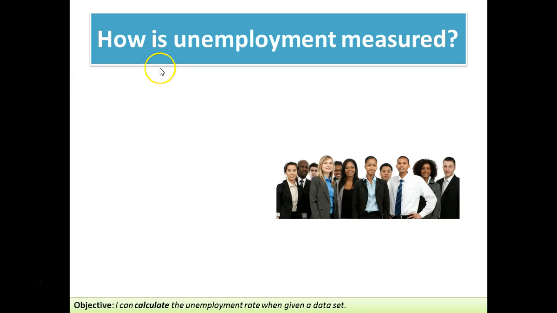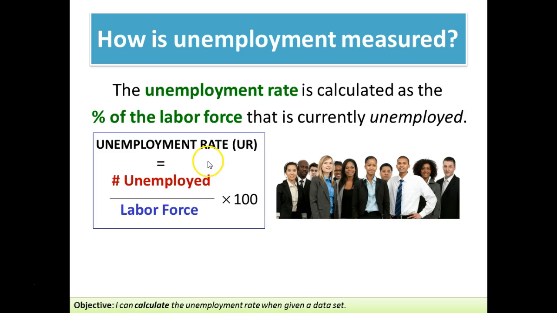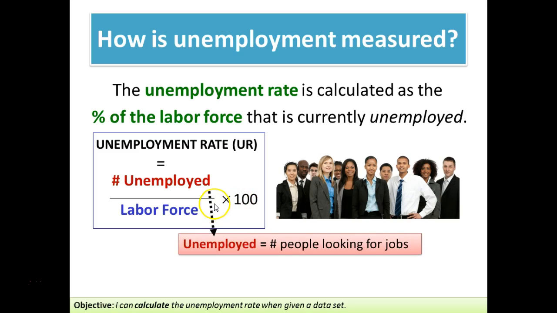So moving on then, how do we measure unemployment? Well, we want to find the percent of the labor force that is unemployed, that's not working. And so we have this unemployment formula, number unemployed divided by our labor force times 100 to turn it into a percent. And these terms mean something very specific. Unemployed refers to people that are looking for jobs. So you had to have been looking for work within the past month.